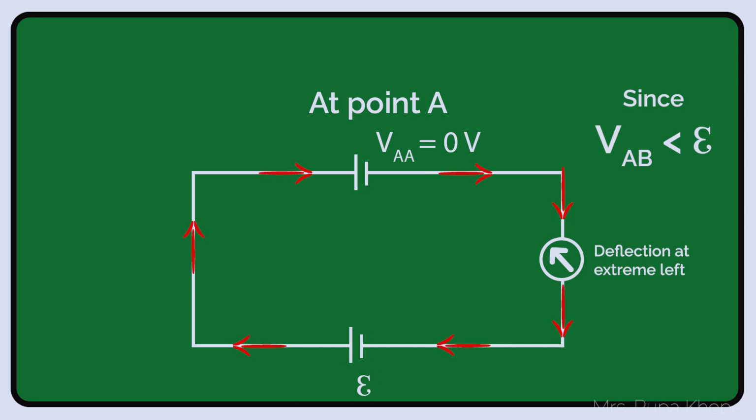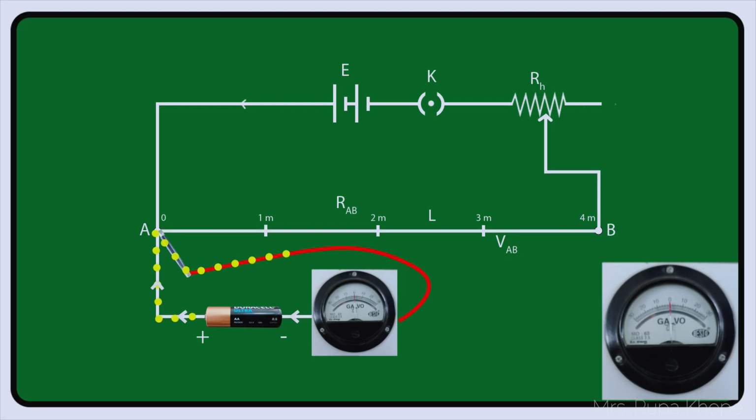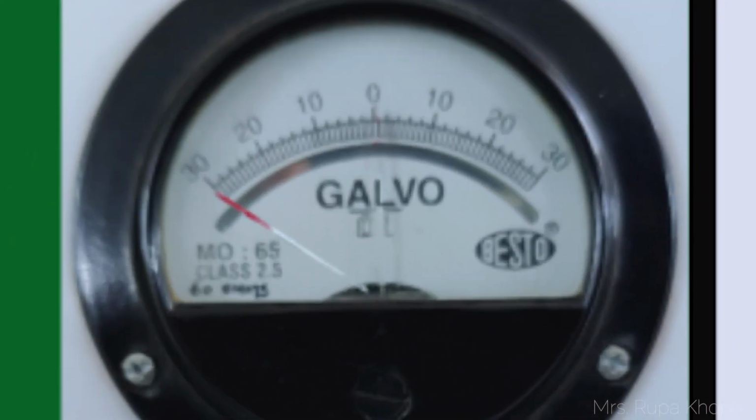So, how does the current flow? Current flows like this. The current flows from here, comes here and goes back. Have you got it? This is the way the current flows. Now, when that is the situation, this galvanometer pointer shows deflection to this side.